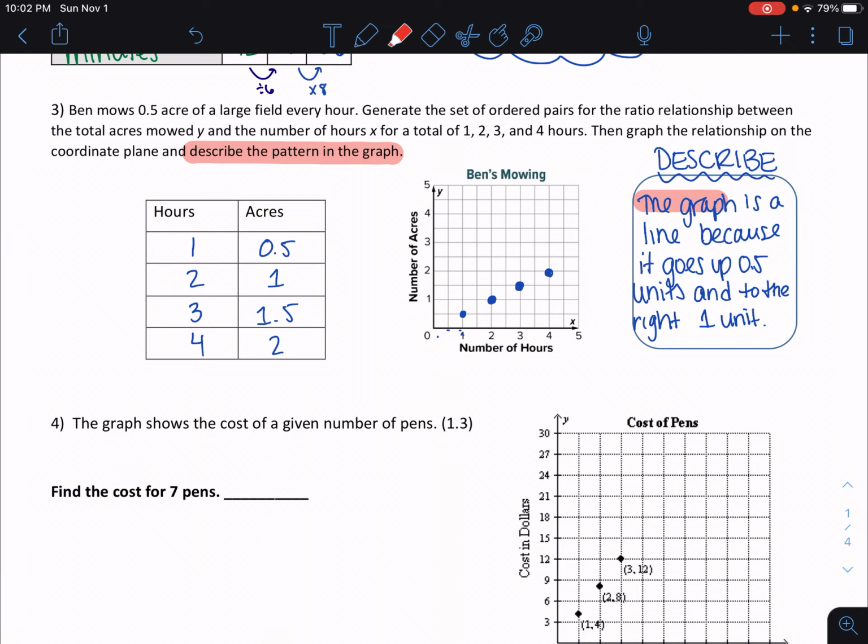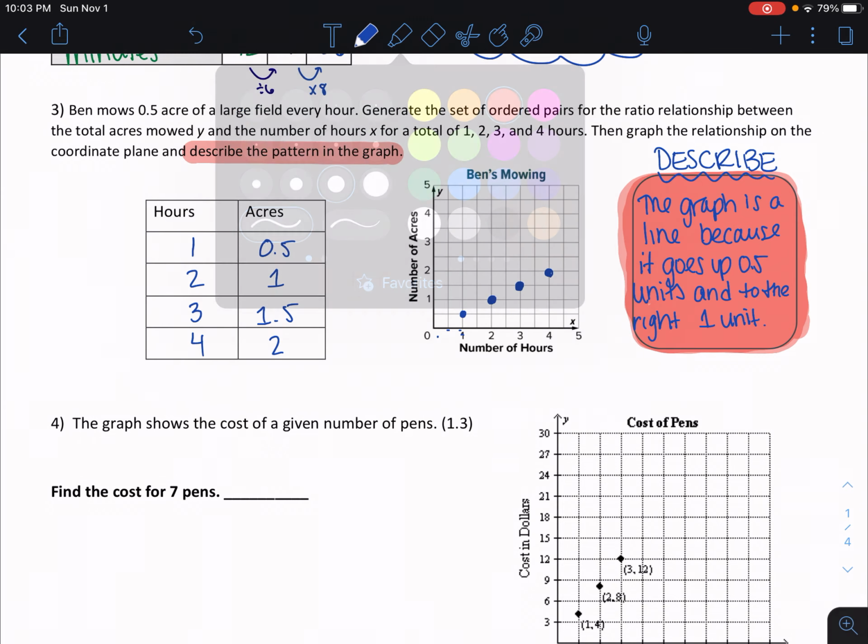This sentence structure can be identical to what I have written here for any of these problems. Just make sure you change the values to express your ratio relationship in that problem accurately. Okay? So this sentence structure can be used for all of these graphing questions where it says to describe the relationship or describe the pattern. Just make sure you're changing your values appropriately.